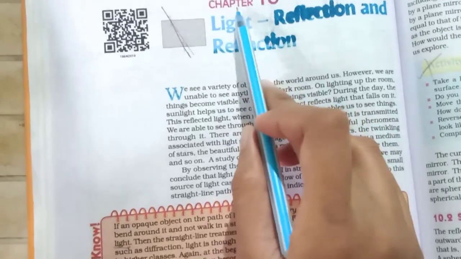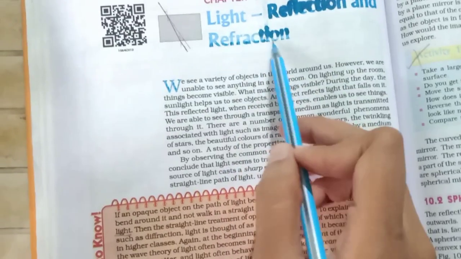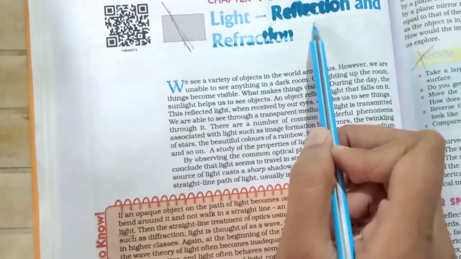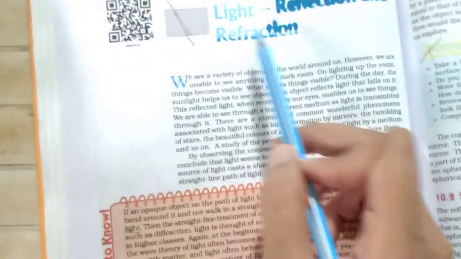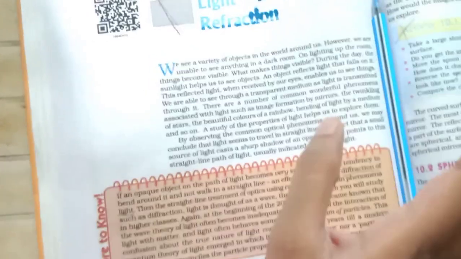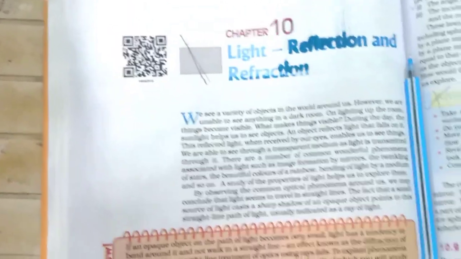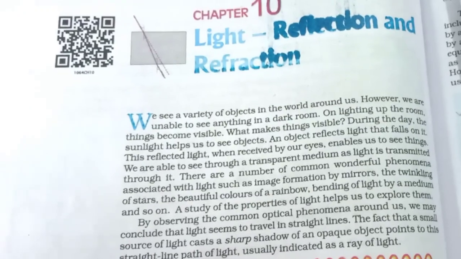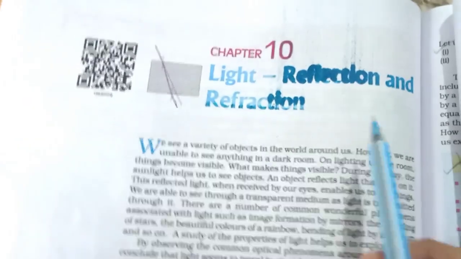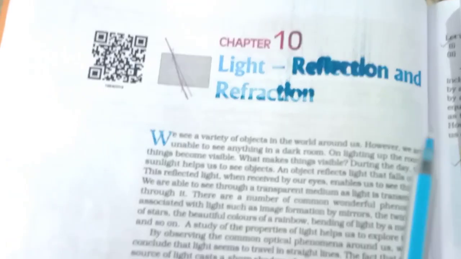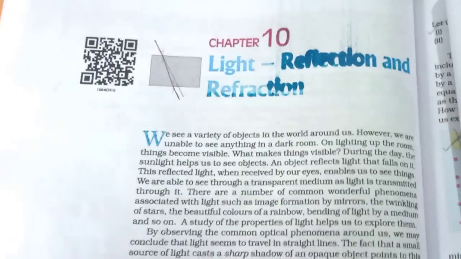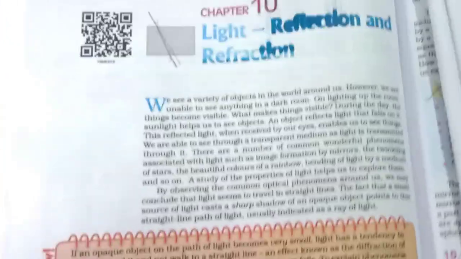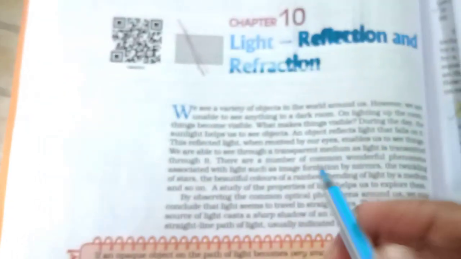Today we are going to teach chapter 10, light reflection and refraction. There is a slight difference between reflection and refraction. So what is reflection actually? We'll briefly know about what is reflection and what is refraction. Reflection, in a simple sentence, is the phenomenon through which we can see everything. As you can see this book, as you can see this pen, everything is due to reflection, and we'll go into detail in this chapter.